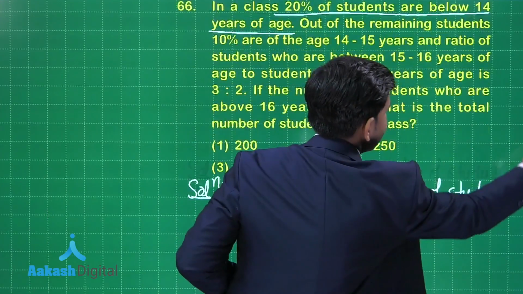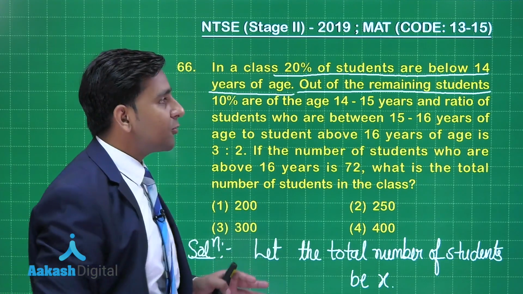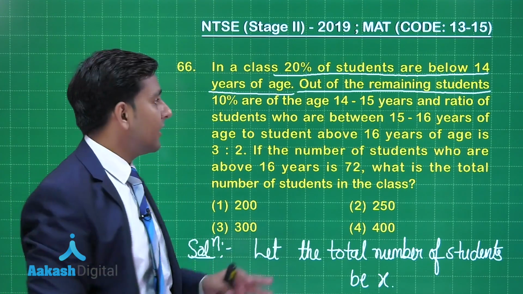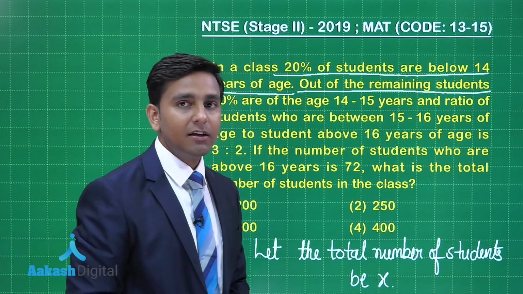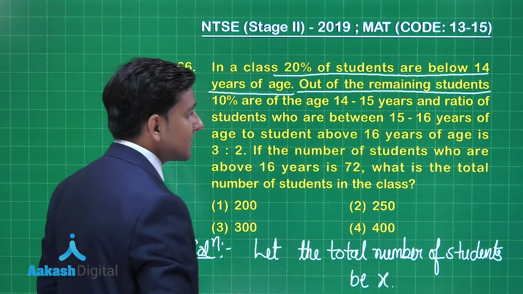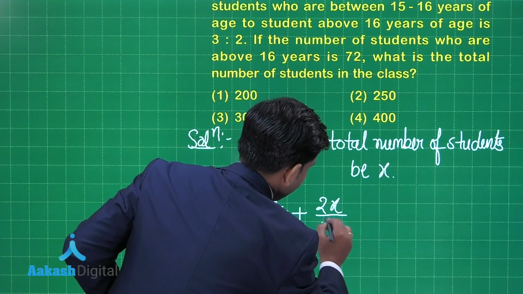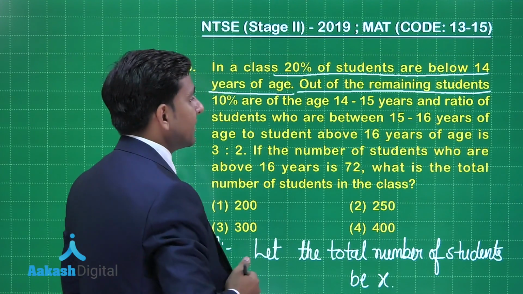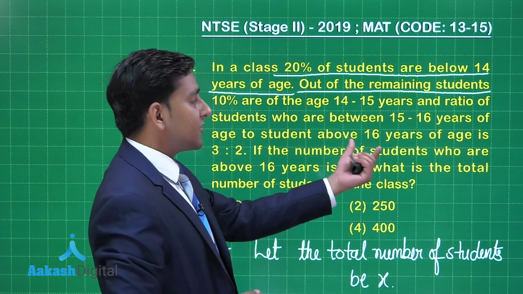Now move on to the next statement. Out of the remaining students, means X minus X upon 5, that is 4X upon 5, 10% are of age 14 to 15 years. That means 10% of 4X upon 5, that can be written as 2X upon 25. Clear?